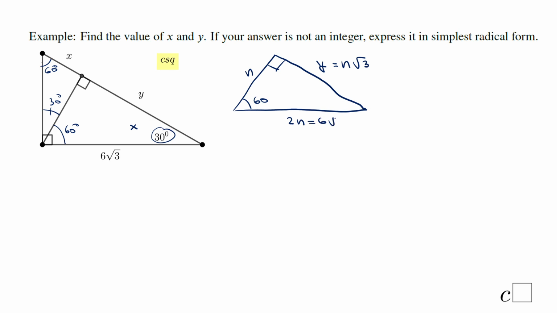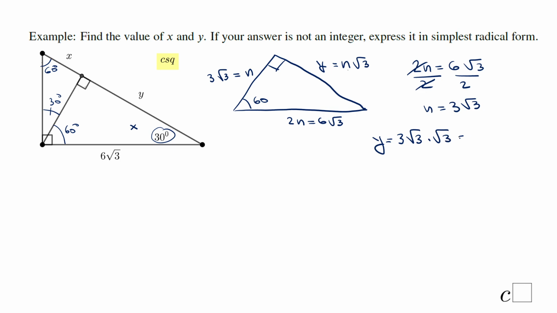It's very similar to the problem we did. We're going to solve 2n equals 6 square root of 3. We're going to solve for n, and that will be n is 3 square root of 3. So now we know this guy, this is 3 square root of 3. And also we know y. Y will be this n, which is 3 square root of 3, times square root of 3. By now I think you know that will be 3 times 3, and that y will be 9.